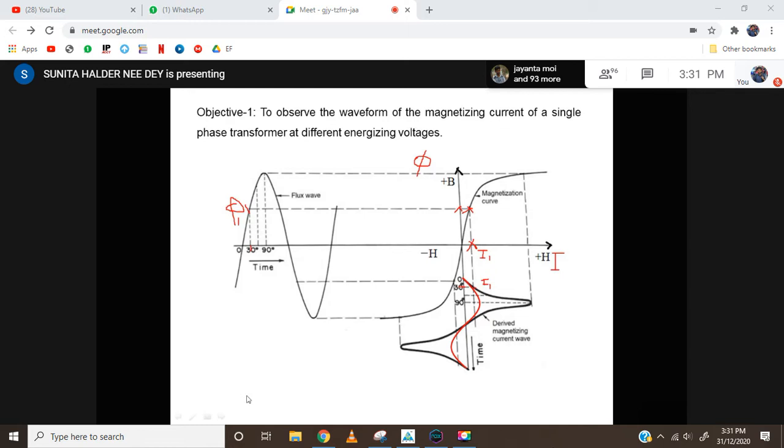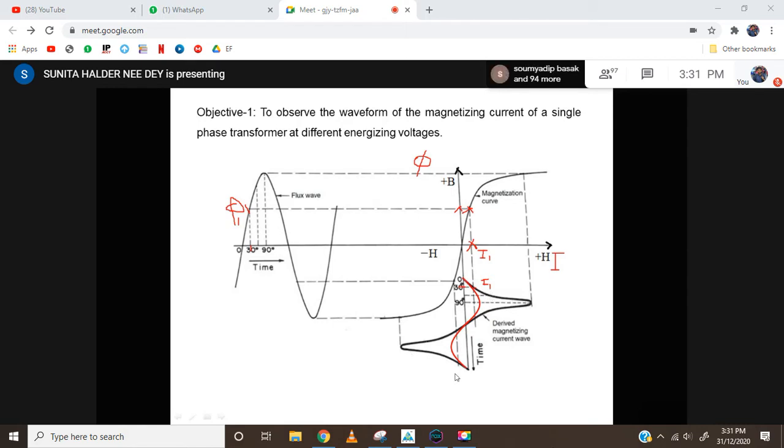So, what will be our expectation to observe? If we apply lower voltage, that means lower voltage as compared to the transformer rating, then we shall observe the magnetization current as sinusoidal. But if we apply the voltage near to the rated one and more than the rated one, then we shall get the magnetization curve peaky in nature.